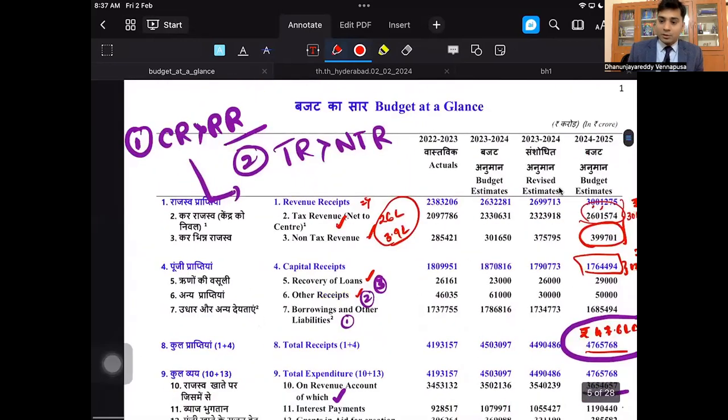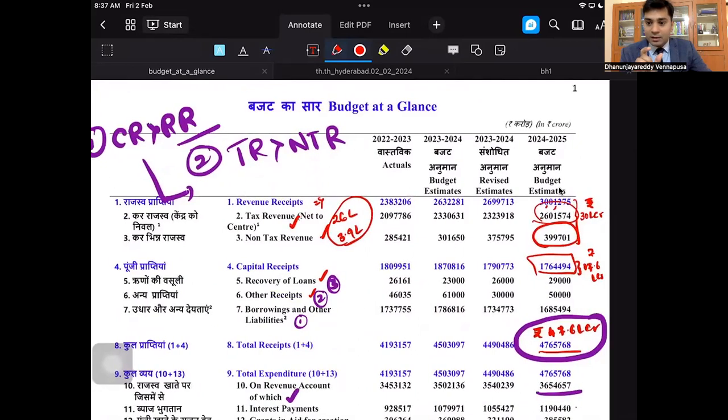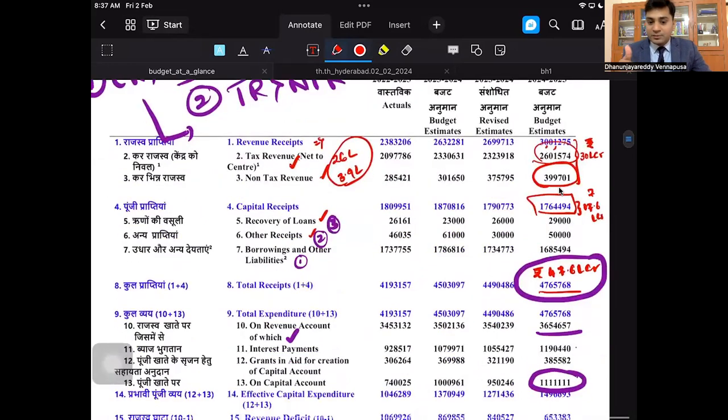Now if you look at what UPSC will ask, if you are writing state exams, they will go into these numbers: 30 lakh crores, 17 lakh crores of capital receipts, total is 47.6 lakh crores. In this expenditure, you have revenue expenditure, interest payments, grant in aids, capital account expenditure. These things they will ask in detail along with the numbers, but UPSC won't ask this. Rather, they will ask what is the ascending order of the revenues, what is the ascending order of expenses, or what is the descending order of revenues and the descending order of expenses.